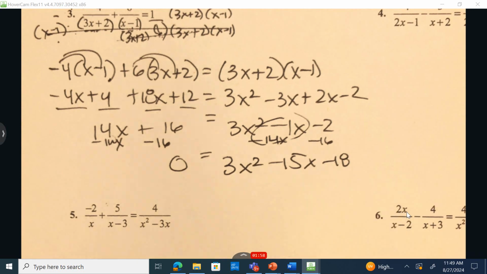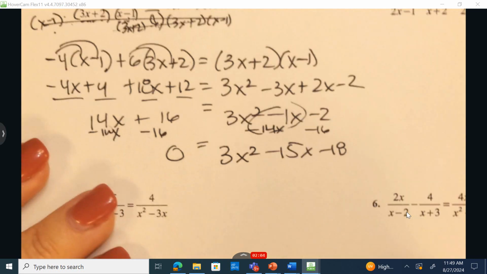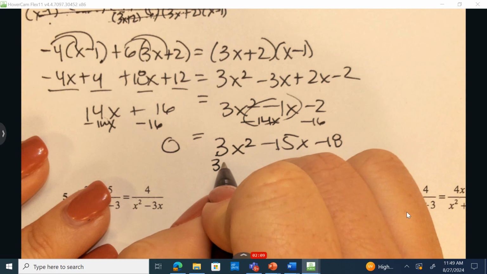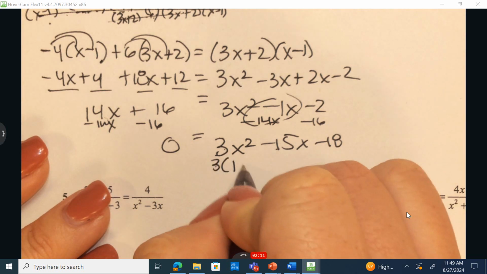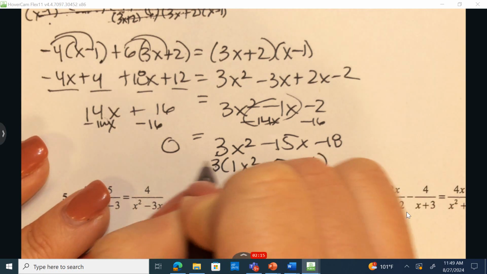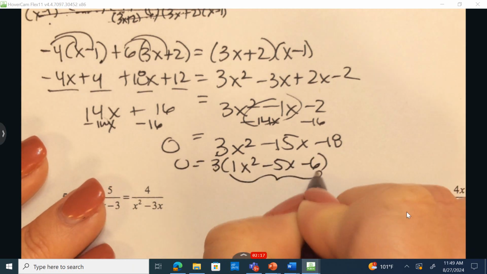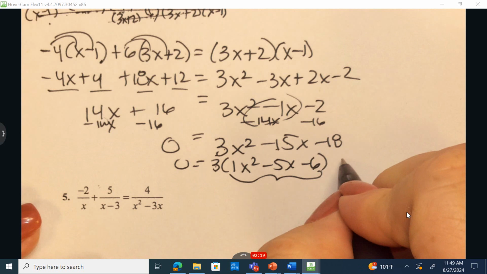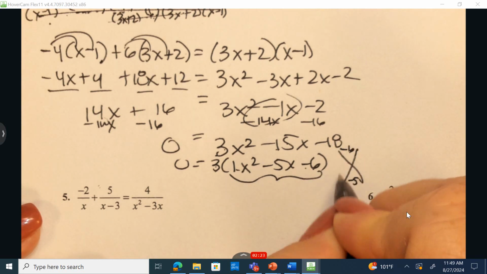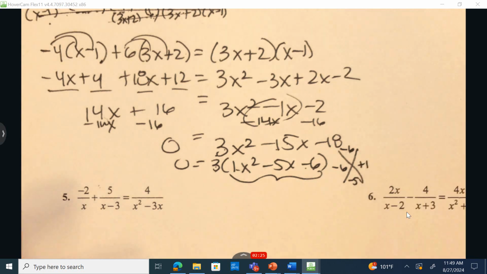So this trinomial, we can solve using the quadratic formula, using completing the square, but I think whenever possible, it's easiest to use factoring. And I recognize that with 3, 15, and 18, I can factor out a 3. 3 divided by 3 is 1, 15 divided by 3 is 5, and 18 divided by 3 is 6. Now I have a much easier trinomial to factor. What multiplies to equal negative 6 and combines to give you negative 5? It would be negative 6 and positive 1.